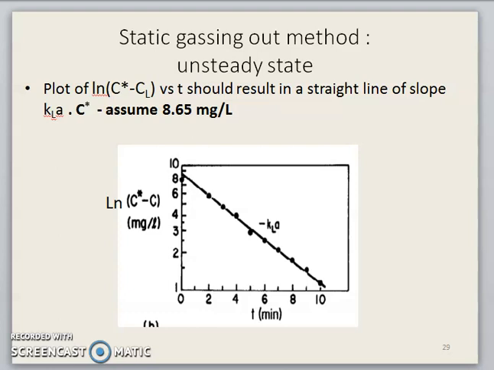Then it will give you a straight line, a negative linear line, with a slope of negative KLA. The slope of the line is the value of the KLA. The C star value, you can refer to the table of dissolved oxygen at different temperature and pressure, because it depends on the temperature of the fermentation.